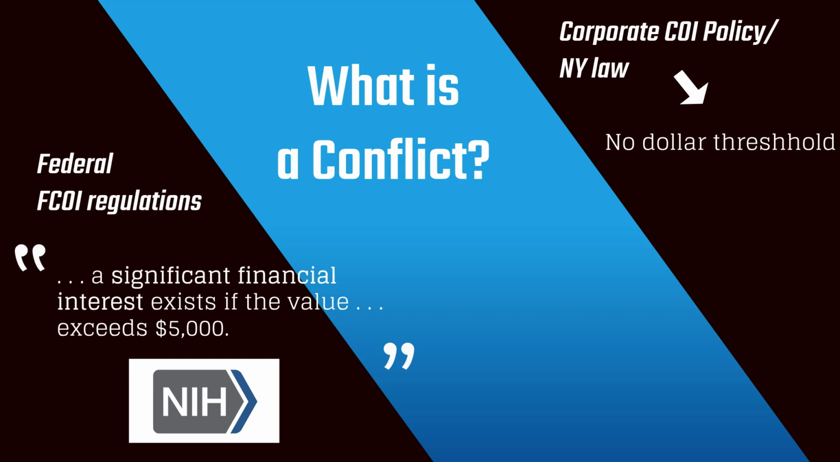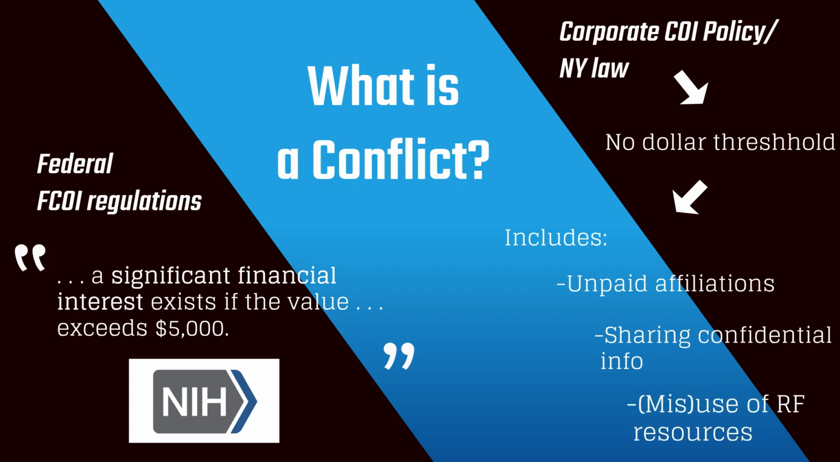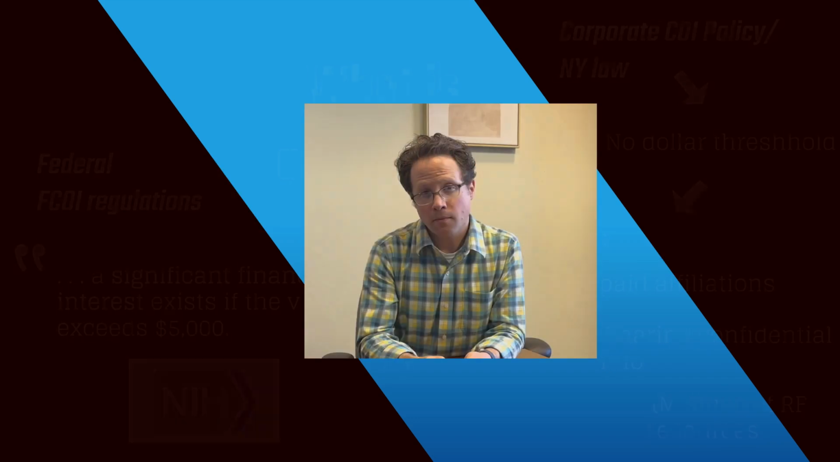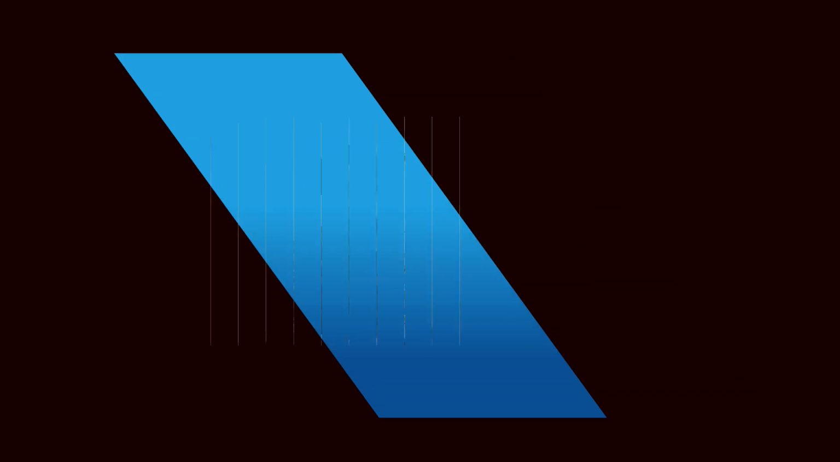For example, having an unpaid affiliation with an outside organization could be a conflict if that organization does business with the RF. Conflicts can include things like sharing confidential information or using RF resources without authorization to benefit an outside entity or person. Most conflicts can be managed, but they need to be disclosed and addressed through this process. This will protect both you and the Research Foundation.